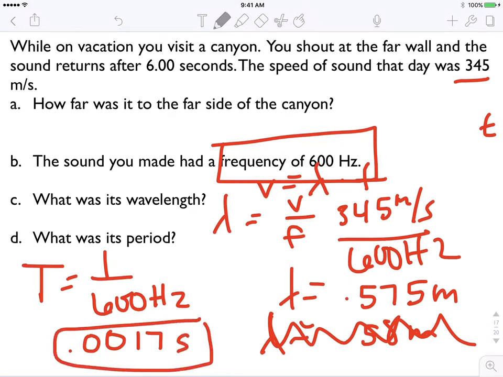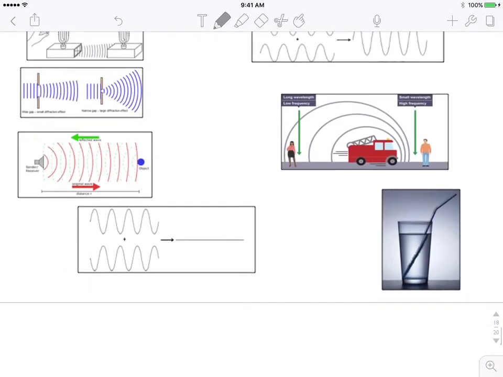But what does this mean? This means that it takes 0.0017 of a second for one cycle or one wavelength to occur. And 600 wavelengths will occur in 1 second. That's the frequency. And our wavelengths are 0.575 meters long. Nice.